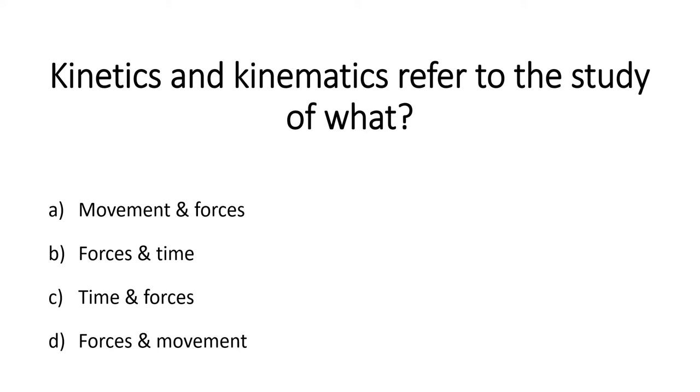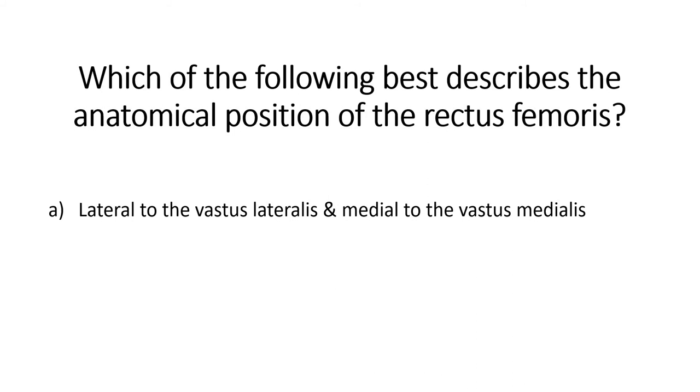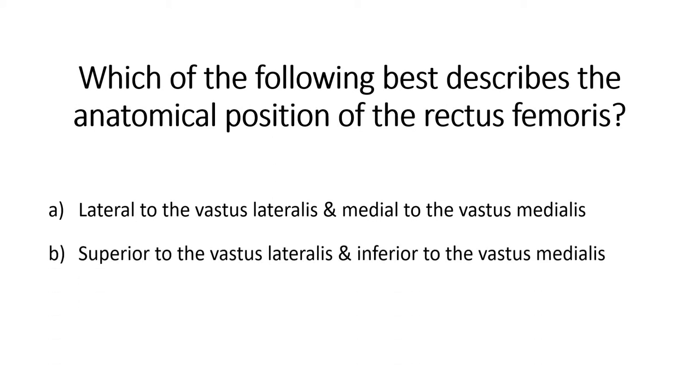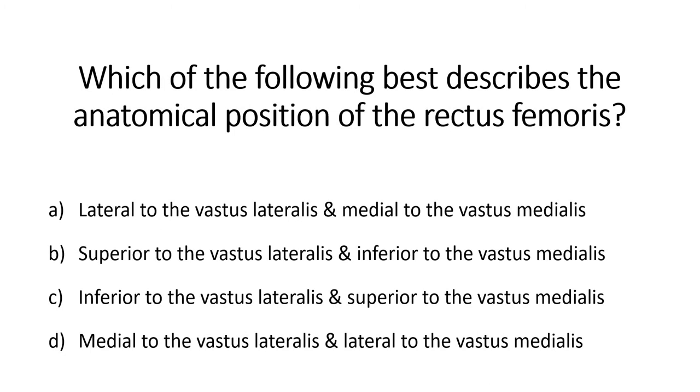Okay, moving on to question 3. Which of the following best describes the anatomical position of the rectus femoris muscle? Is it A, lateral to the vastus lateralis and medial to the vastus medialis, B, superior to the vastus lateralis and inferior to the vastus medialis, C, inferior to the vastus lateralis and superior to the vastus medialis, or D, medial to the vastus lateralis and lateral to the vastus medialis?